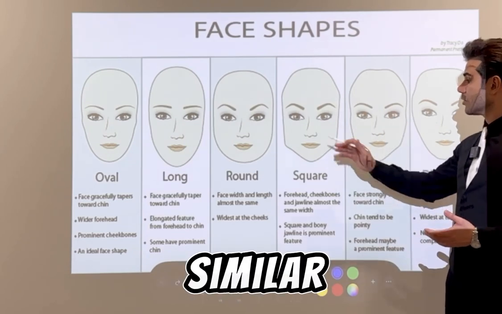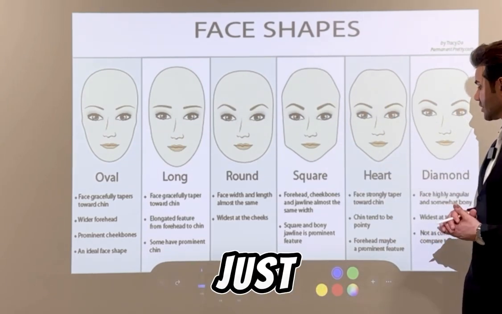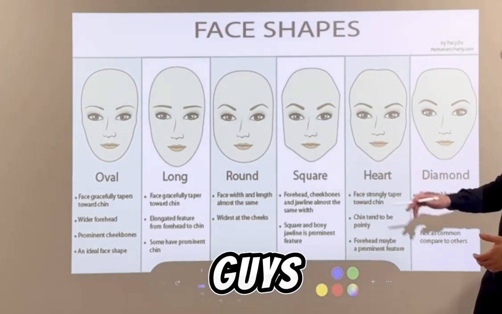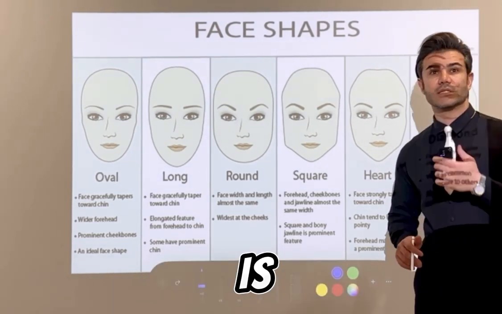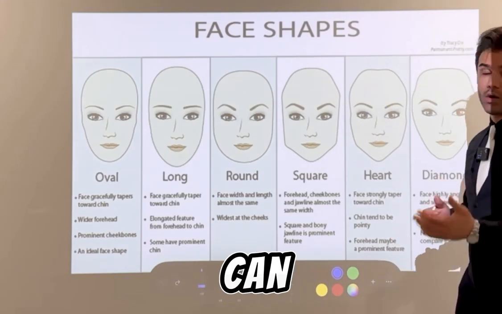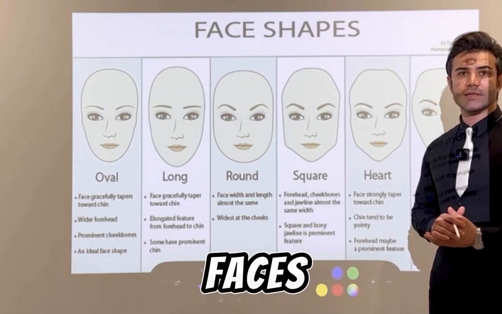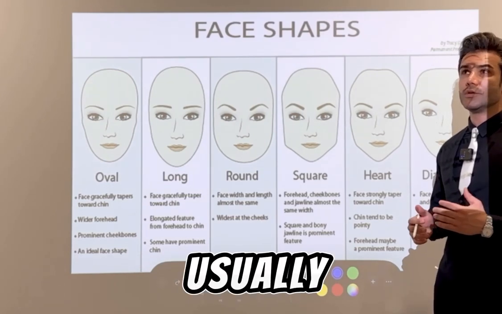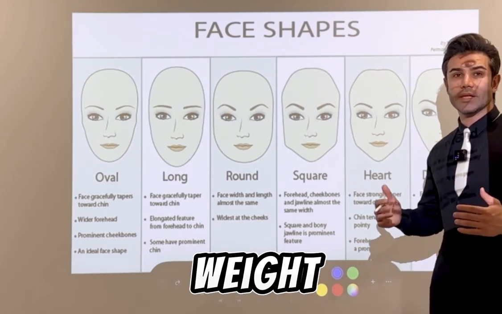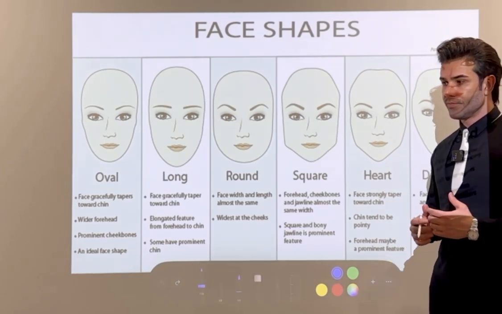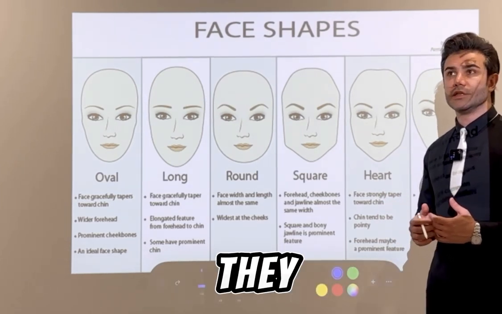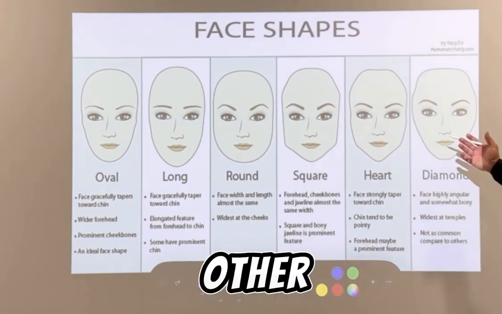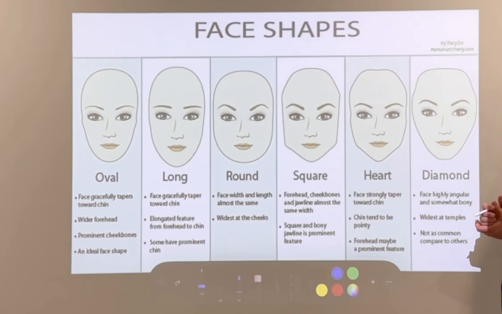The face that I would like to share next is the heart face. It's similar to the square, with just a difference: the face is strongly tapered to the chin, as you guys can see, and the cheekbones tend to be pointy. You can obviously see this kind of face with a pointy chin. Usually it's seen in people who lose weight a lot, or who generally didn't gain weight as much as normal humans.